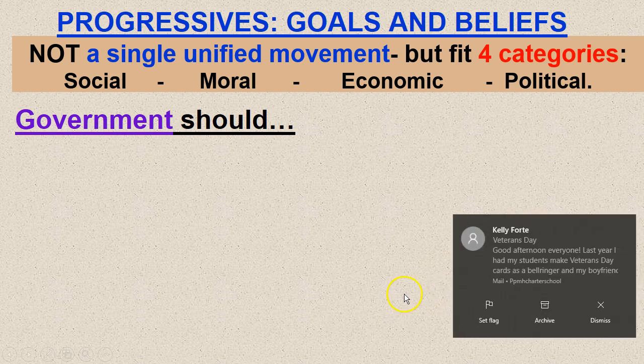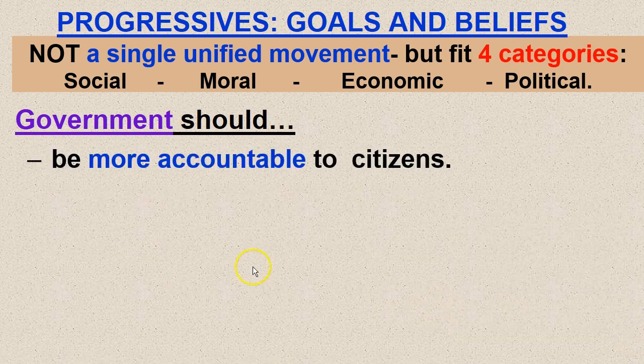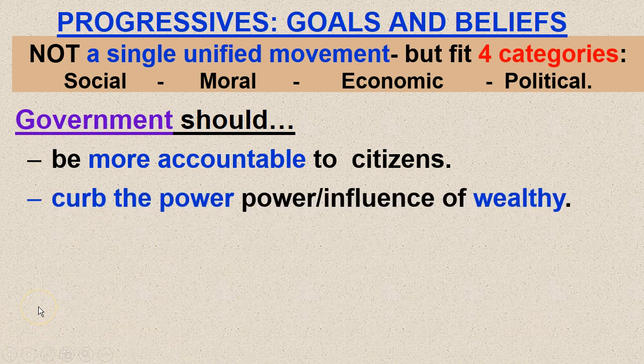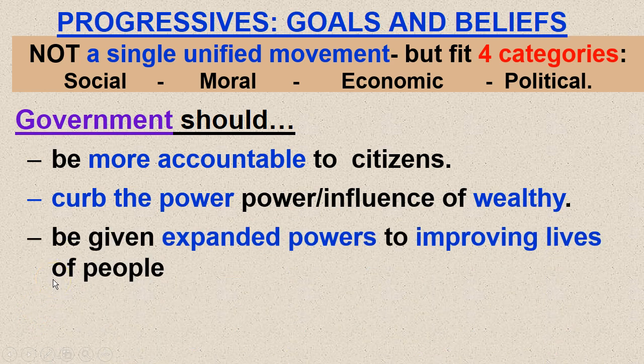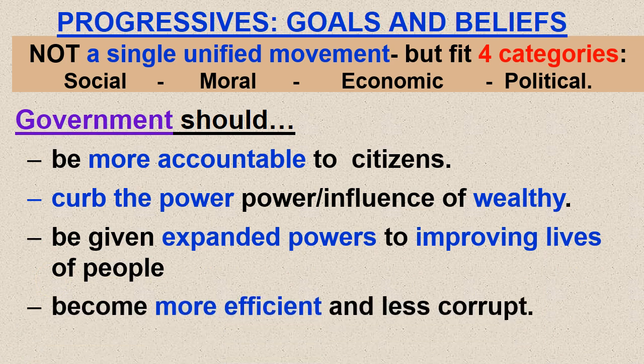But they all believe that the government should do a few things. One, the government should be more accountable to the citizens. Government is for the people, right? Some key documents there that we should think of when we hear that phrase. Government should curb the power and influence of the wealthy, and government should be expanded in its power to help improve the lives of people. And we can make government more efficient and less corrupt.